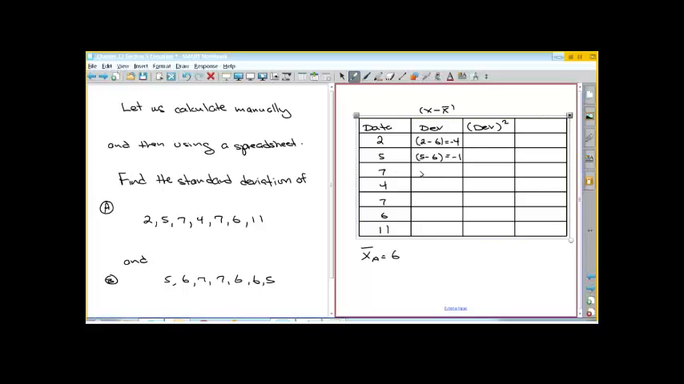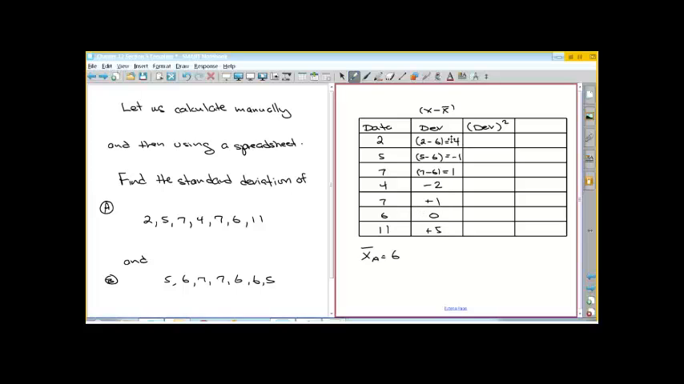So 5 is 1 less than that. So 5 minus 6 is negative 1. 7 minus 6 is 1. So the rest of them are going to be negative. I did that wrong. So 4 is 2 less than 6. This is 1 more. This is the same, and this is plus 5. So these are my deviations.